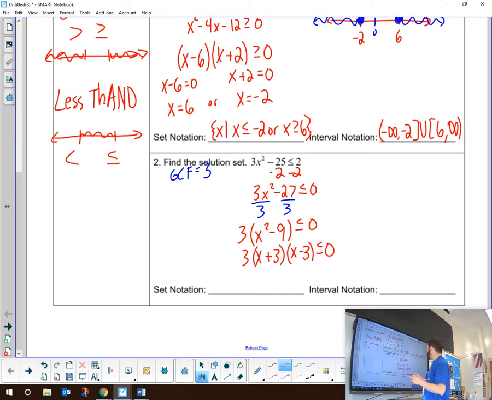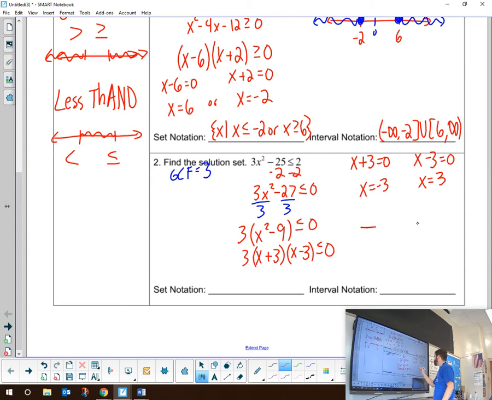Okay, then we take both of those and we set both of those equal to 0. I set x plus 3 equal to 0. Take x minus 3 and set that equal to 0, and we solve. Minus 3 from both sides, and we get x equals negative 3. Add 3 to both sides here, and we get x equals positive 3. So those are my two answers.